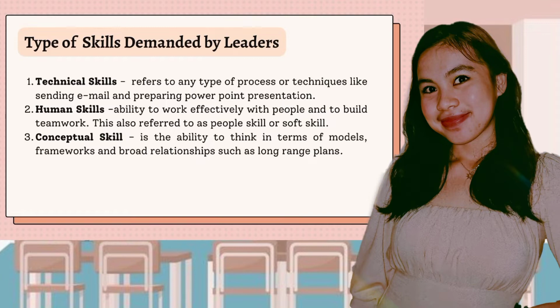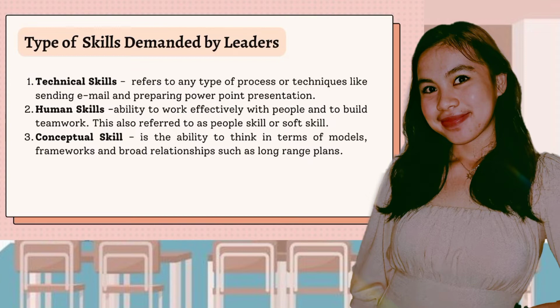Human skills. It is the ability to work effectively with people and to build teamwork. This is also referred to as people skill or soft skill. A leader must have this particular skill to get along with his co-workers or colleagues in order to have a better, smooth, and healthy relationship with them. In a school setting, this is probably one of the most in-demand skills because in this profession, we have to deal with different types of people, and different people means different attitudes and different characteristics. As a teacher, we need to get along with that.